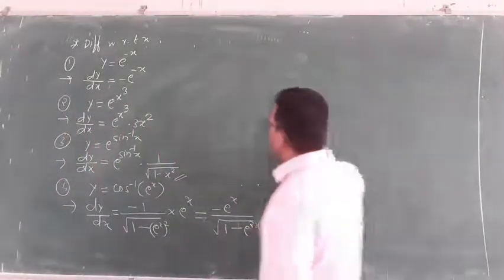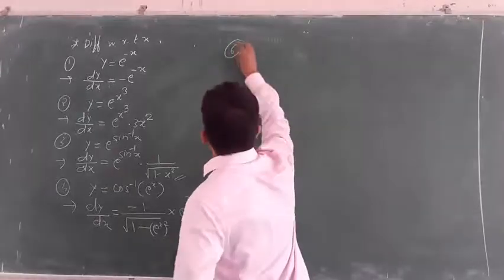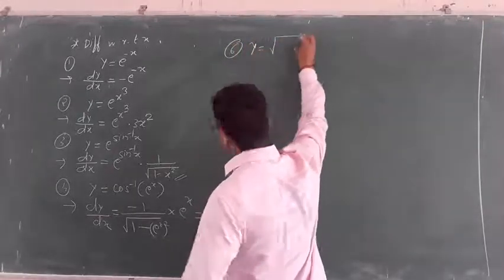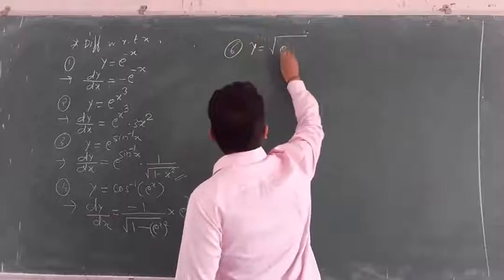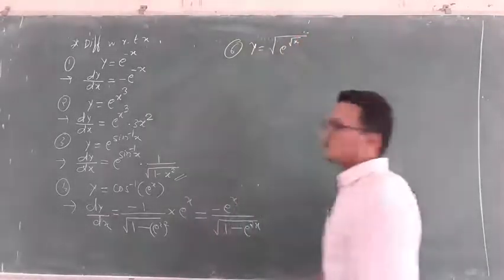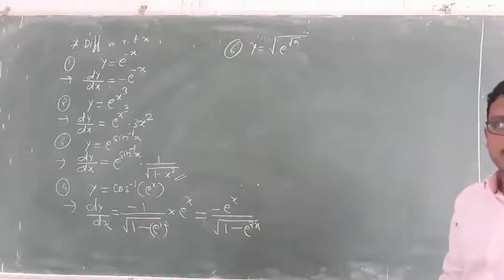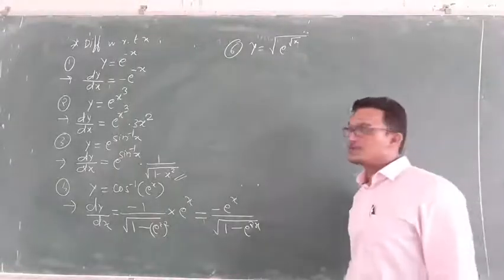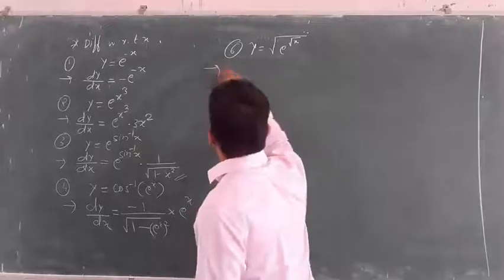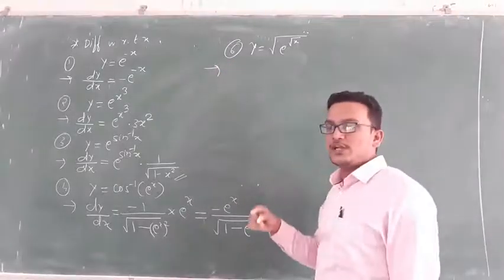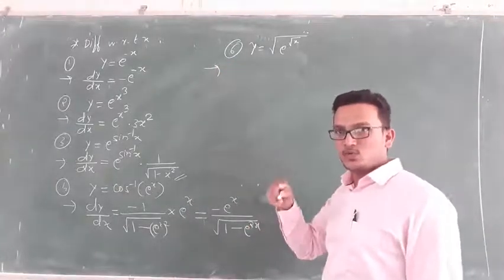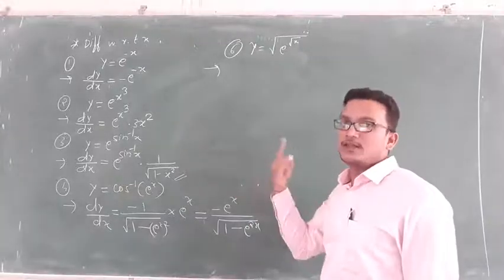Next example, I think sixth one, y is equal to root of e to the power root x. This is the composition of three functions. Okay, so let us find, say how we read this, root of e to the power root x. So first comes root, second is e, and then again root.